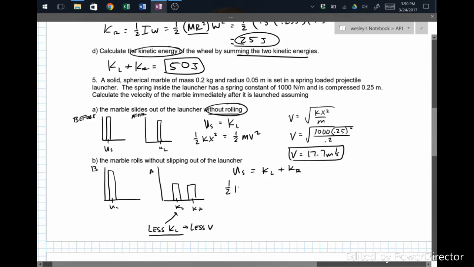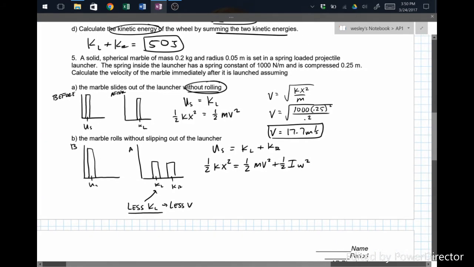So in this case, all that spring potential energy turns into linear kinetic energy plus rotational kinetic energy. So 1/2 kx squared is going to turn into 1/2 mv squared plus 1/2 I omega squared. Now, if I want to be able to get the velocity, what I have to do is substitute for I and for omega. For a sphere, the I is 2/5 mr squared, and omega is always v over r. So we're going to put those two things in there.